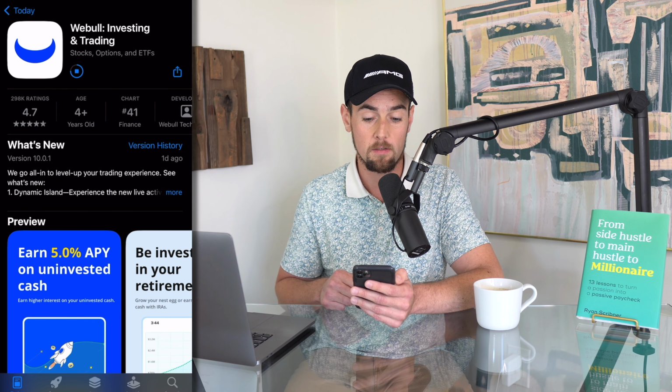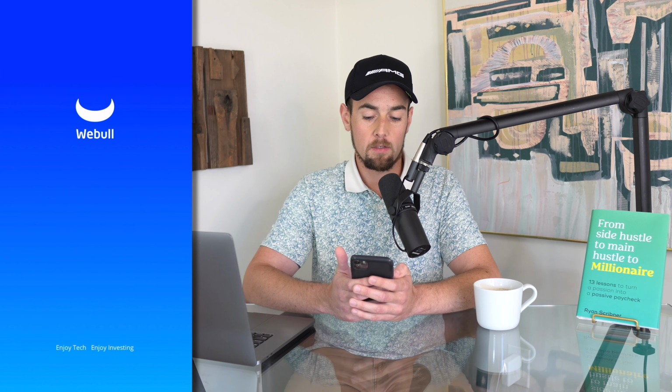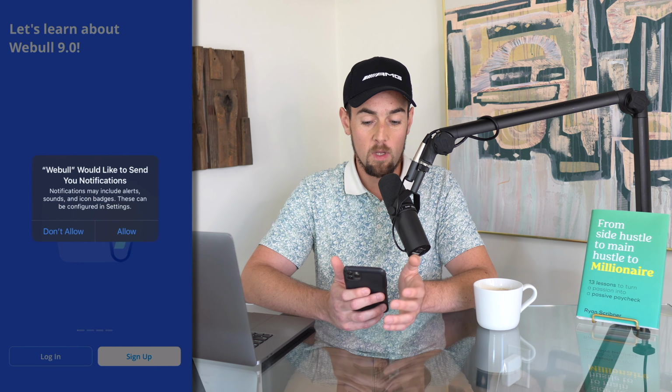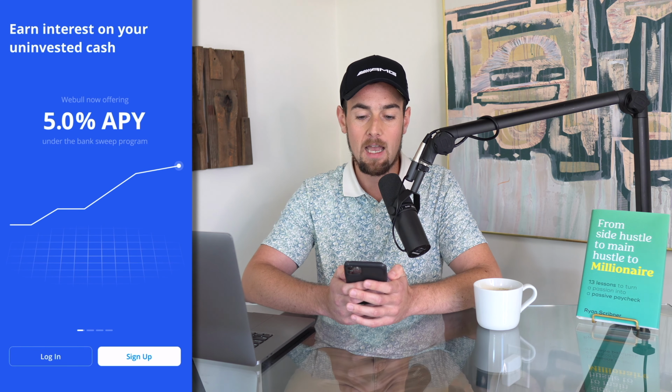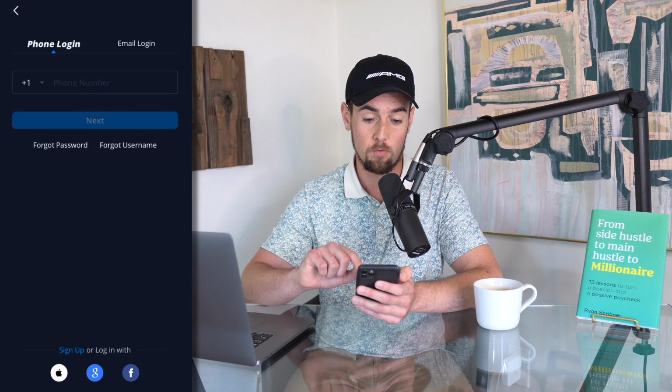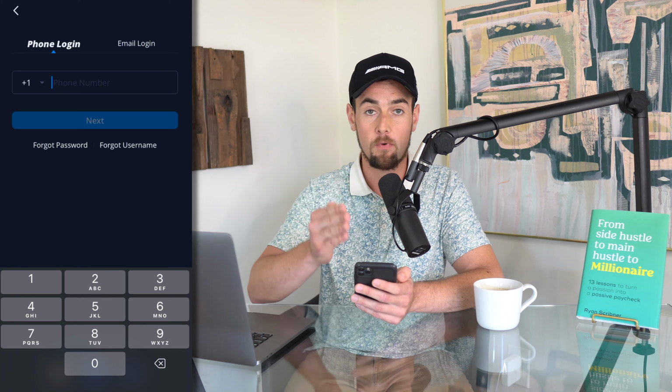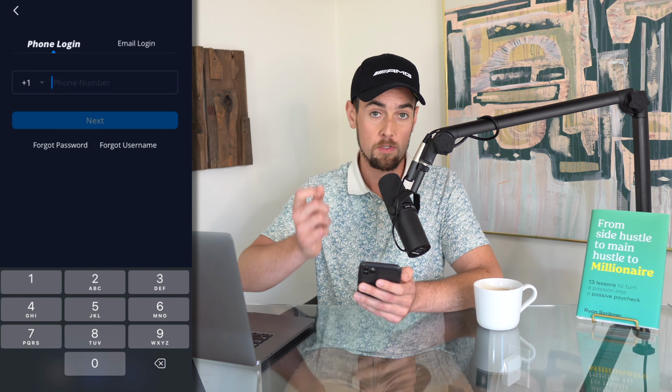So after clicking on the open button here, it's going to bring us into the Webull trading app. You can make your decision about notifications, and now we are going to log in to Webull using the same account that we just created. So once again, enter the same phone number or email that you used for the initial sign up. So just like that, we have now created a basic account with Webull, and we have logged into the app.